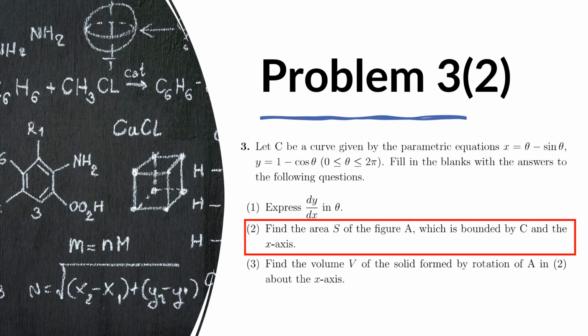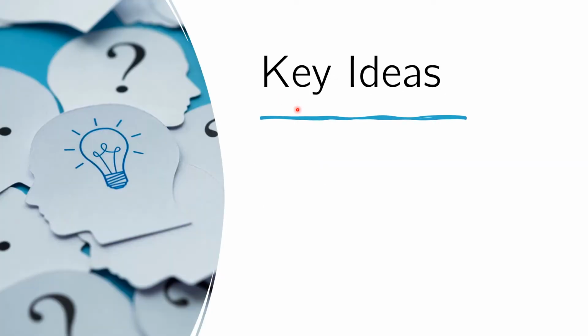This is part 2 of problem 3, and we are asked to find the area S of the figure A, which is bounded by C and the x-axis. So the figure A is defined as the figure bounded by C, which is this curve, and bounded by the x-axis. Let us list down a few items that might help us solve the problem.